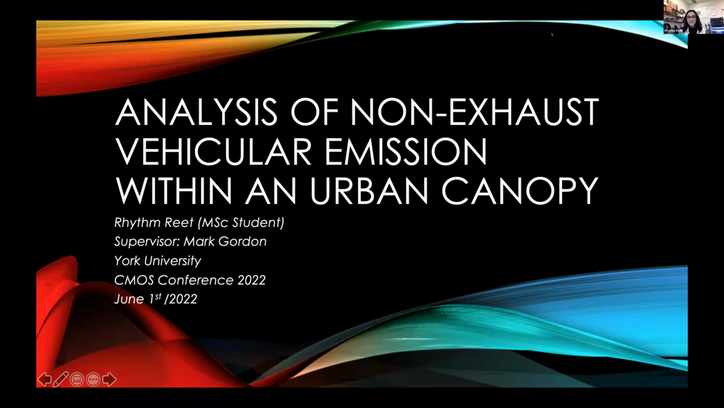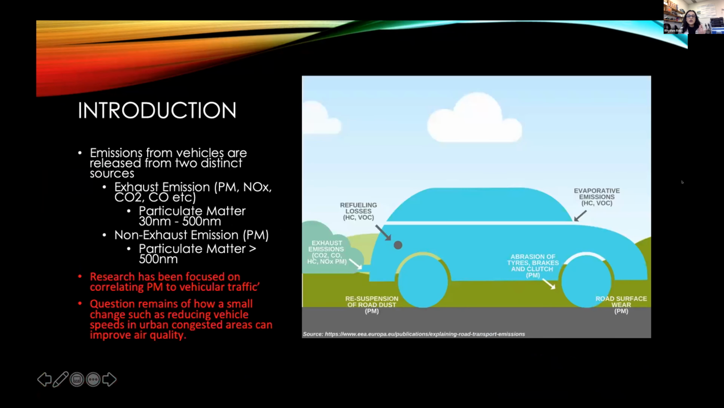Hi, everyone. My name is Rhythm Reed, and I will be doing an analysis on non-exhaust vehicular emissions within an urban canopy. Road traffic emissions are very important within the urban atmosphere because of the high amounts of pollution that we get. Emissions from vehicles are released from two distinct sources. Exhaust-based emissions, which come out of your tailpipe, include smaller particulate matter, NOx, and CO2. And non-exhaust emissions, which are the ones that we're interested in, are bigger particles that originate from brake wear, tire wear, and resuspension of road dust.